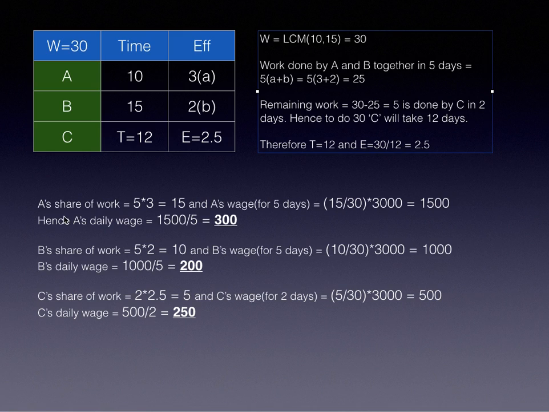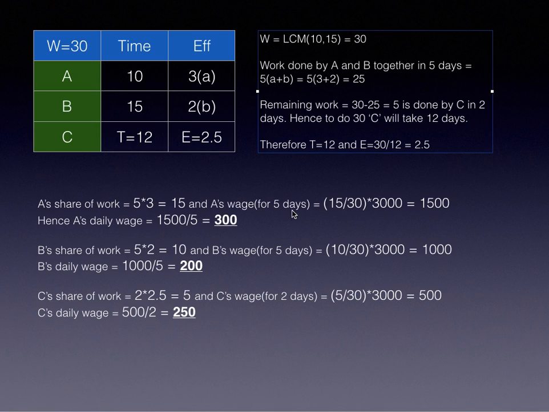Therefore, A's share of work is what? A's efficiency is 3 and A worked for 5 days. Therefore, A worked 5 into 3, that is 15 out of the 30. That is 15 of the work from the 30 is done by A.